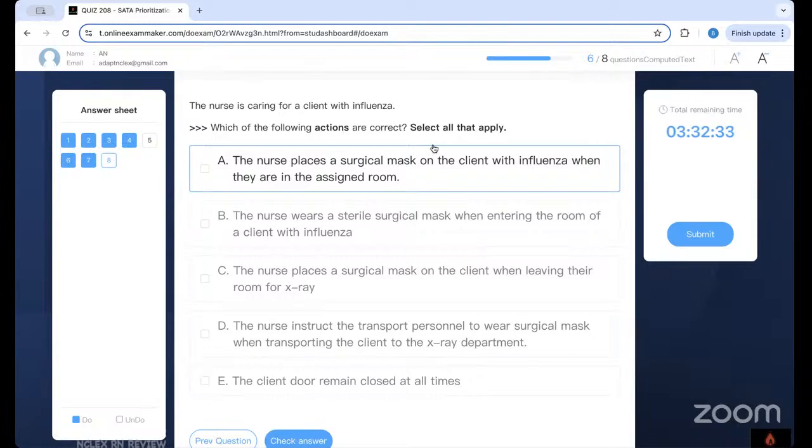Number two, the nurse wears a sterile surgical mask when entering the room of a client with influenza. Should the nurse do that? A nurse places a surgical mask on the client when leaving their room for X-ray. Should the nurse put a surgical mask on this patient going to get an X-ray? And the nurse instructs the transport personnel to wear a surgical mask when transporting the client to the X-ray department. Should the nurse do that? And the client's door remains closed at all times. Is this part of the infection control protocol?